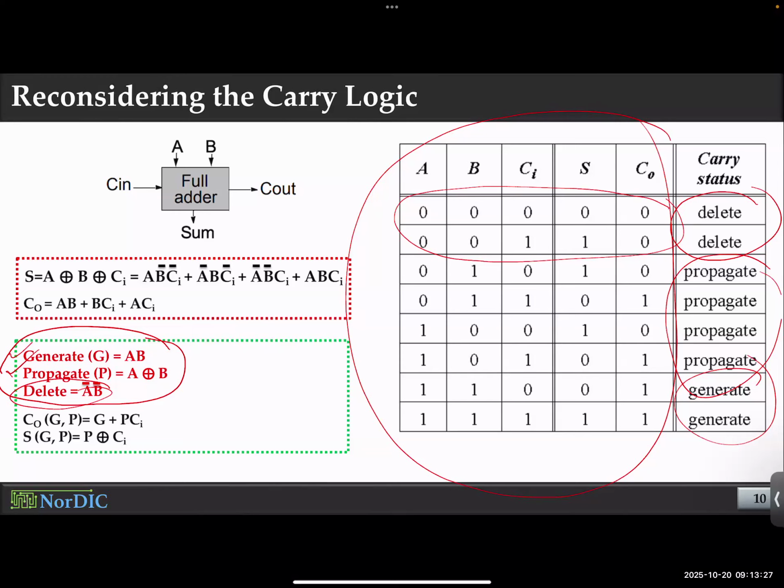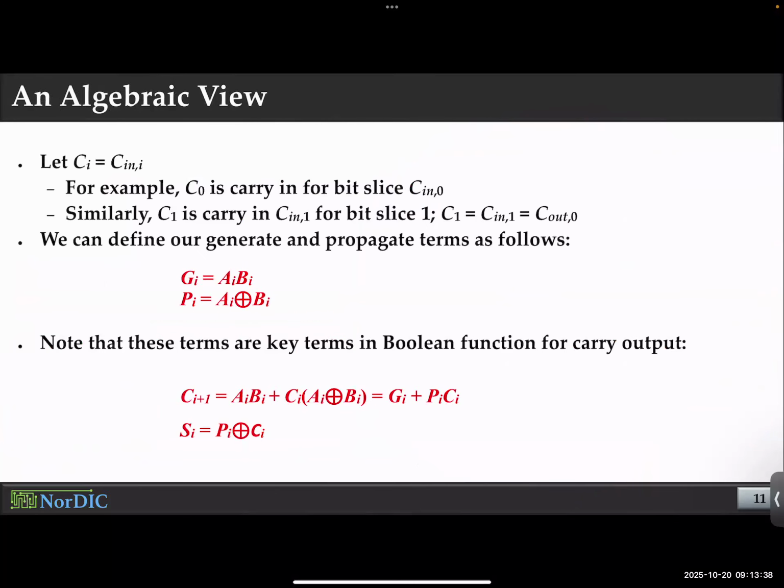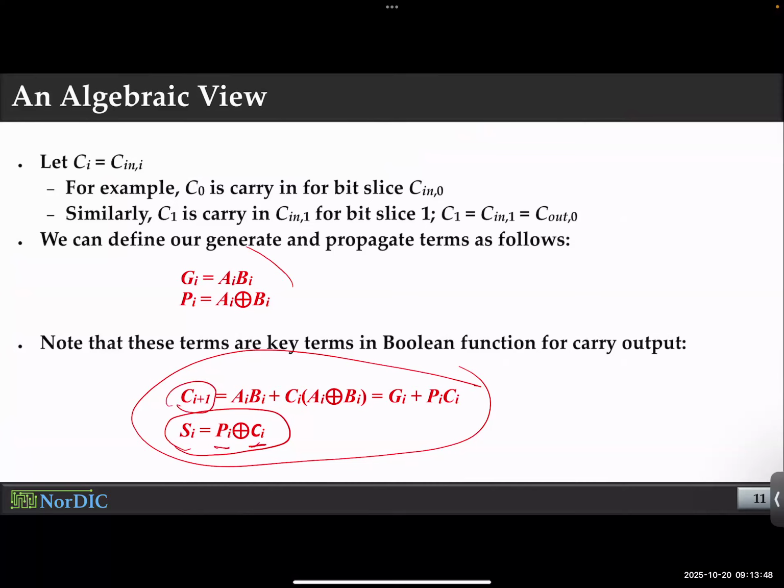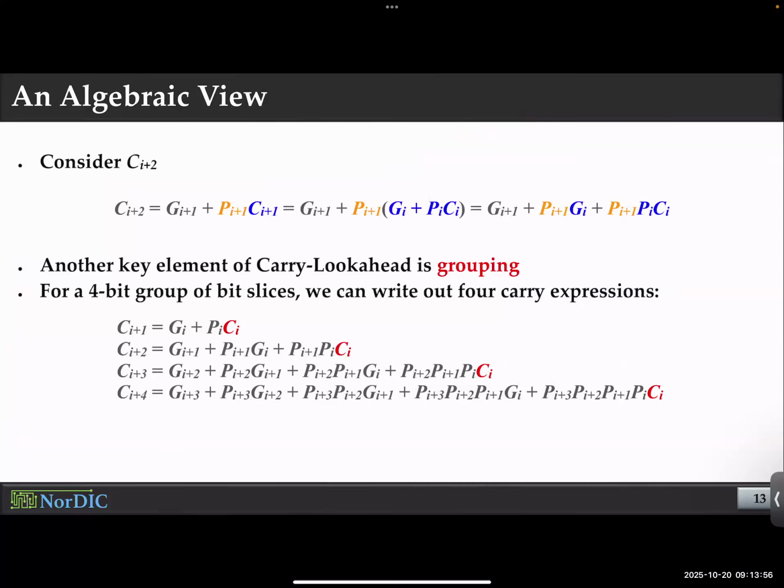Okay, so if you use those intermediate signals, propagate as A XOR B and generate as AB, then you could represent the carry and sum function as something like this. Sum basically deals with propagate and input carry, and carry output deals with generate and input carry. What was the big deal? The big deal was here. So basically, you could express the carry output of any stage using the very first carry.